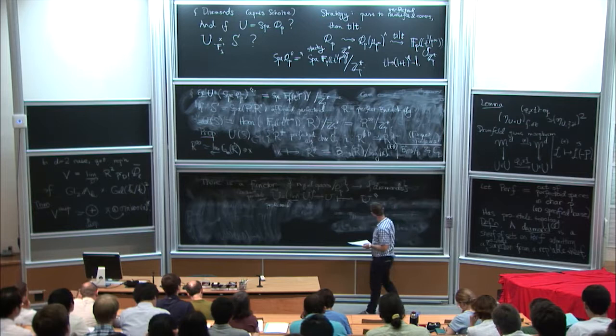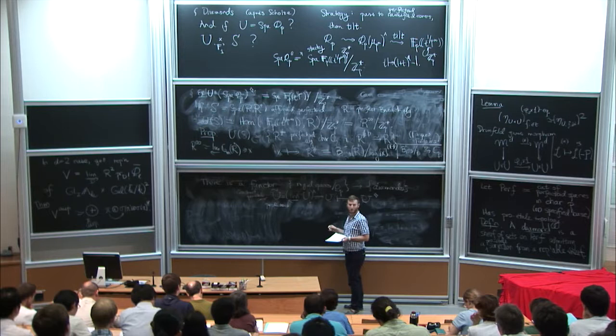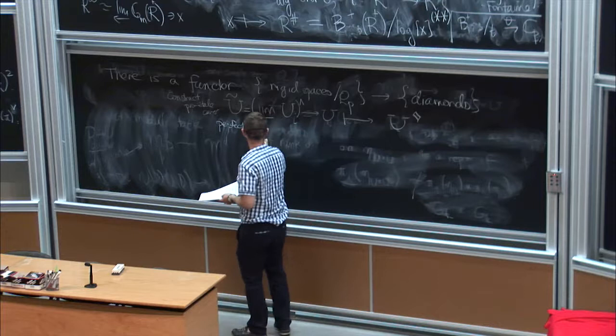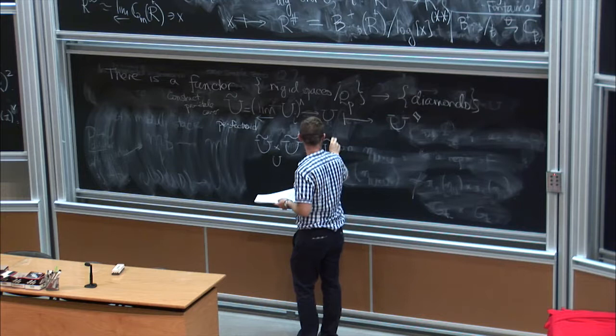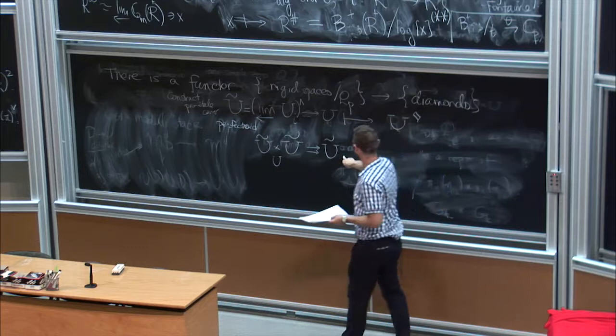Very good. But then I also want to remember the fact that this came from U. So I need some kind of way to descend U tilde down to U, but this is just going to be like a descent datum. If I take U tilde cross U tilde over U, then of course there are two projections onto U tilde. And this induces an equivalence relation on any S points of this.